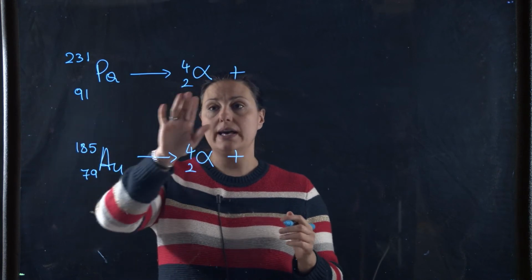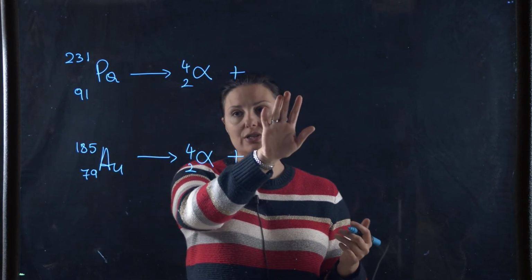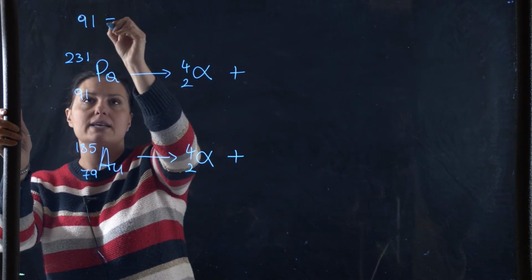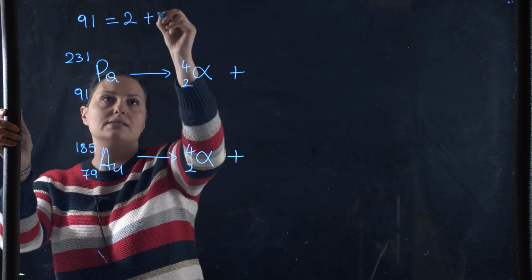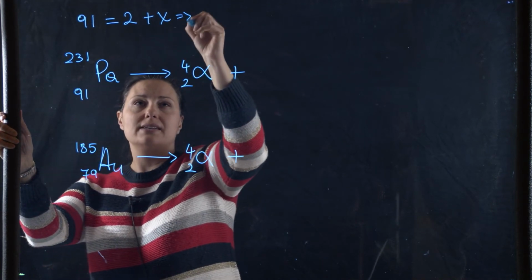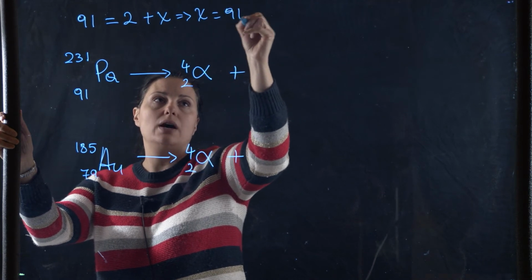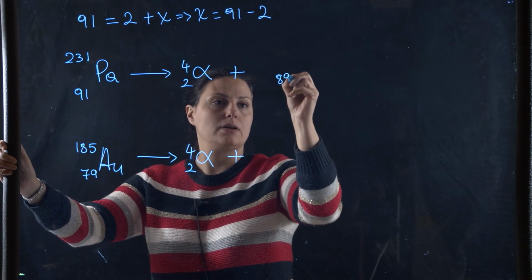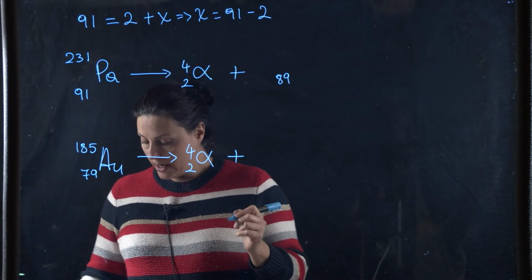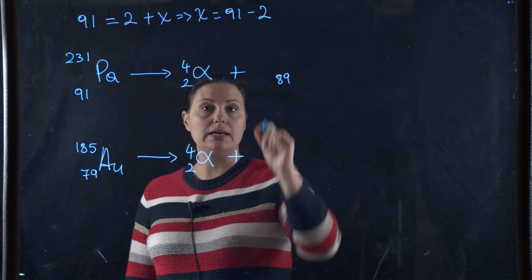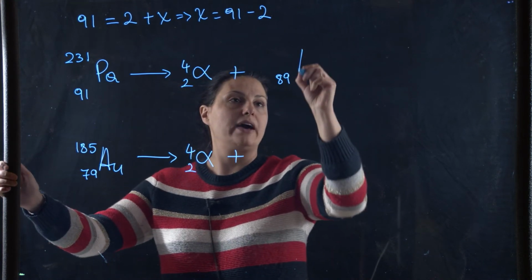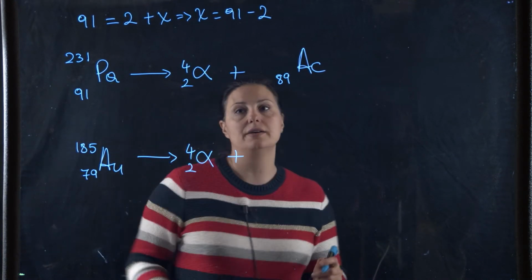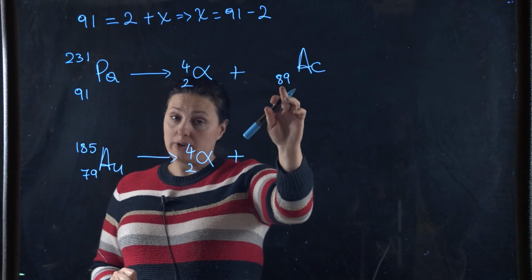This 91 has to equal 2 plus x, because I don't know this number. So if I write it as an equation, 91 has to equal 2 plus x. Therefore, my x has to equal 91 minus 2, which is 89. Now, if I were to look this up in the periodic table, I would find that this is actinium. This is protactinium, this is actinium, because it's element number 89.